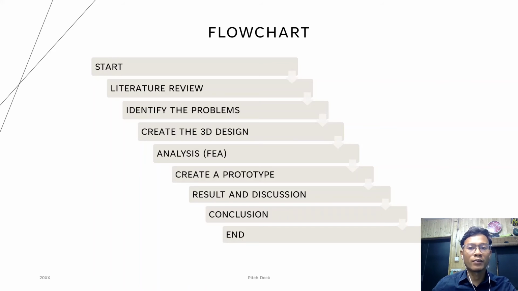After that, I brainstorm on the project to create the design as a whole. Furthermore, I make an analysis through the SolidWorks software to know the strength of the project. In addition, I will create a prototype to make an experiment on this project. Then I will finally find the result and make a discussion, and also the conclusion.